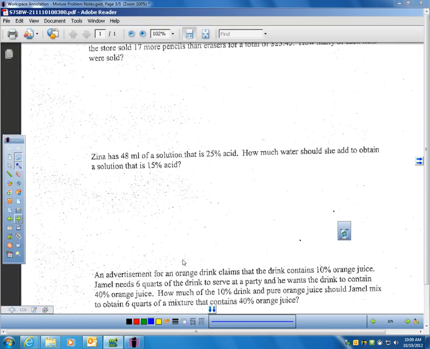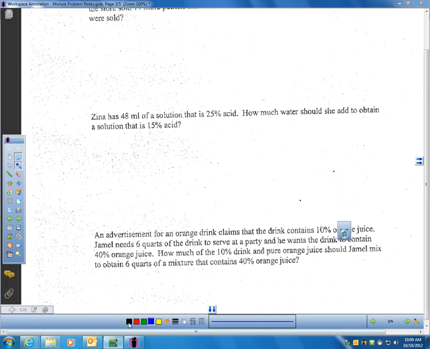Okay, here's another one. This one I think would be better served with a picture. It says Zena has 48 milliliters of a solution that is 25% acid. How much water should she add to obtain a solution that is 15% acid? Okay, so I'm going to draw a little picture. First of all, she has this first, I'll call it a jar. And in this first jar, it says she has 48 milliliters. So I'm just going to write that on top.